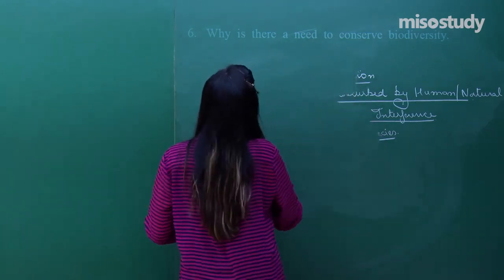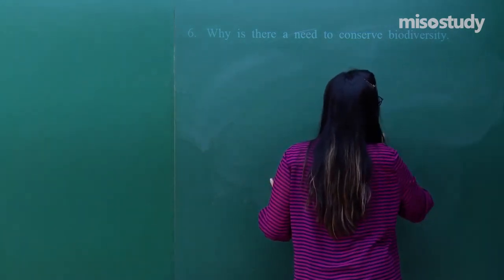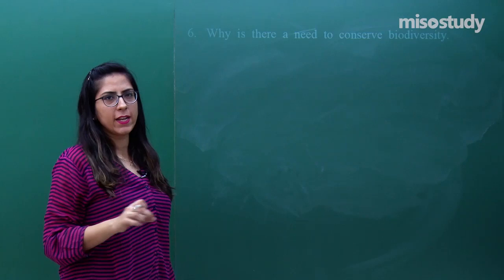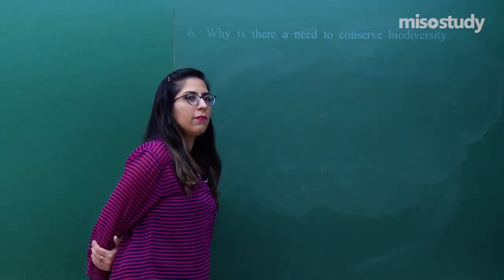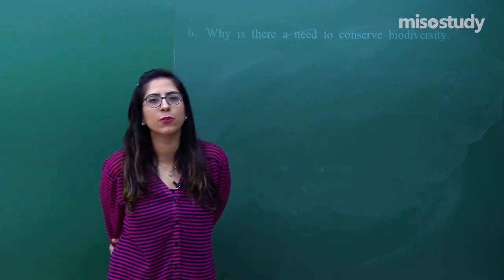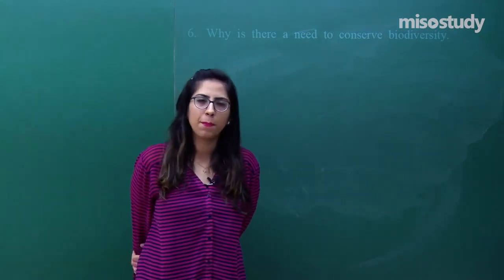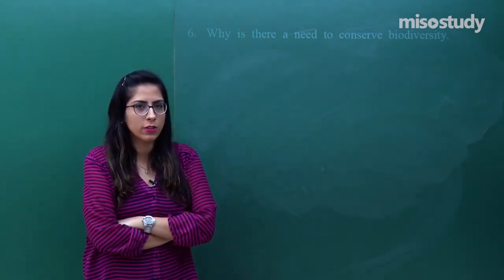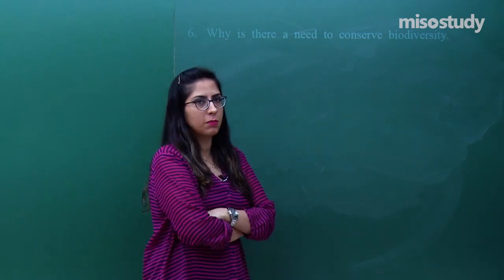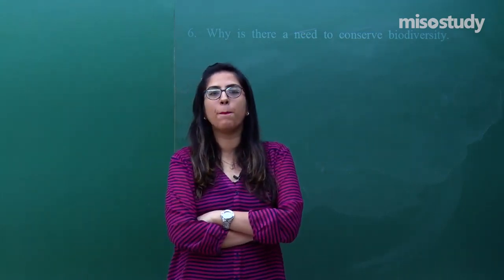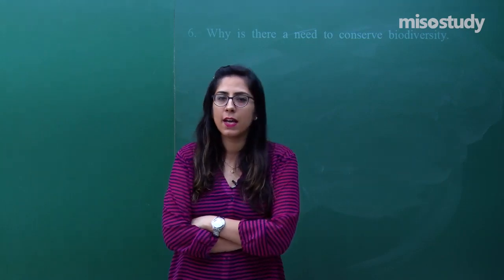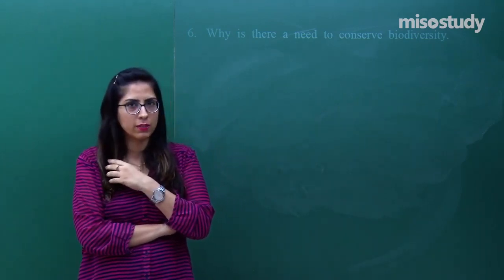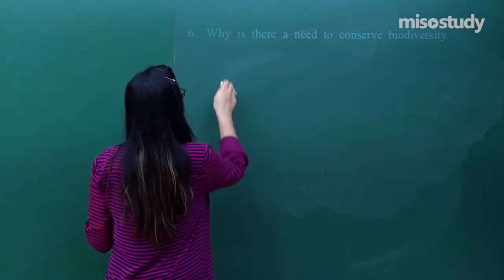The question says: why is there a need to conserve biodiversity? Very good question, very easy also, a very direct question. We have so many resources, and those resources come only from biodiversity. We are depending upon plants, animals, and the whole environment for various resources. When I was discussing the same in the sessions, we discussed the broadly utilitarian, the narrow utilitarian, and the ethical issues associated with it. So, in this you have to explain the broadly utilitarian and the narrow utilitarian.